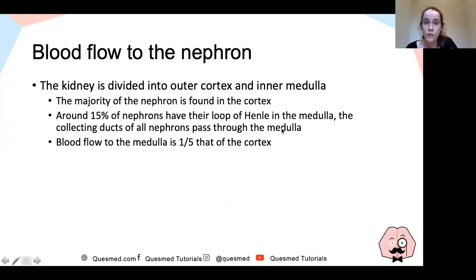The blood flow to the medulla is about 1/5 of that of the cortex, so most of the blood flow is in this outer part, and then the inner part where we have some of our loops of Henle and some of the collecting ducts is where the blood flow is the least. And for that reason, because we've got those loops of Henle and the collecting ducts in this area of lower blood flow, these are the parts that are the most vulnerable to ischemic injury if we have low blood pressures. Okay.